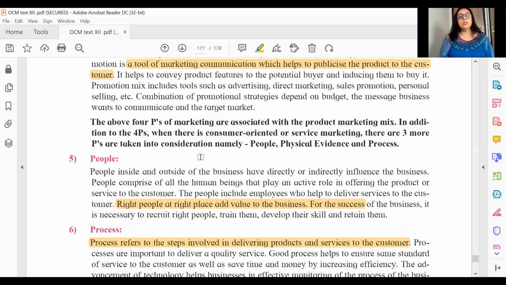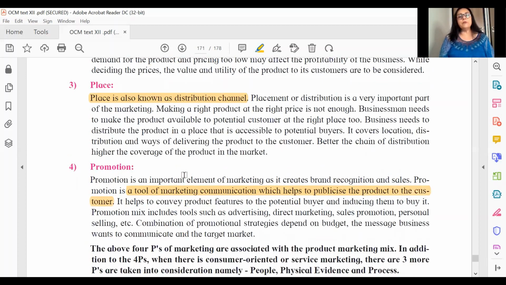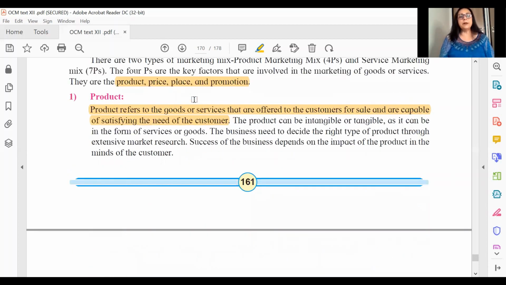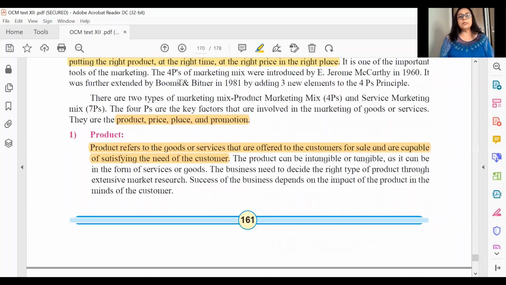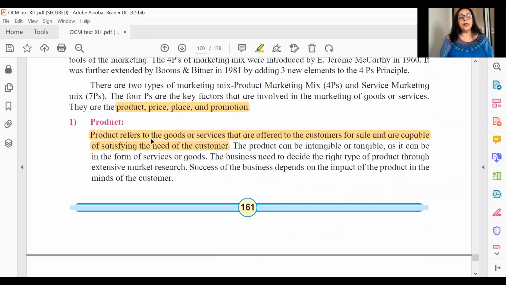So suppose the objective in the board, 3 of them were the P's which have been defined by Booms and Bittner, and the 4th odd one out that we picked out, people, is the one which has been defined later under 7 P's. All right. So that's, I'm sorry, Booms and Bittner gave 7 principles. Okay. 3 plus 4. So talking about the product. Product refers to goods and services that are offered to consumers for sale and are capable of satisfying the need of the customer. Simple example. Commerce students are talking about products all the time.